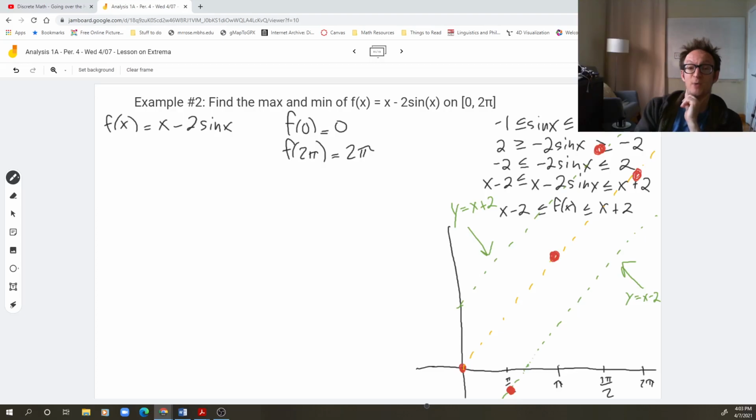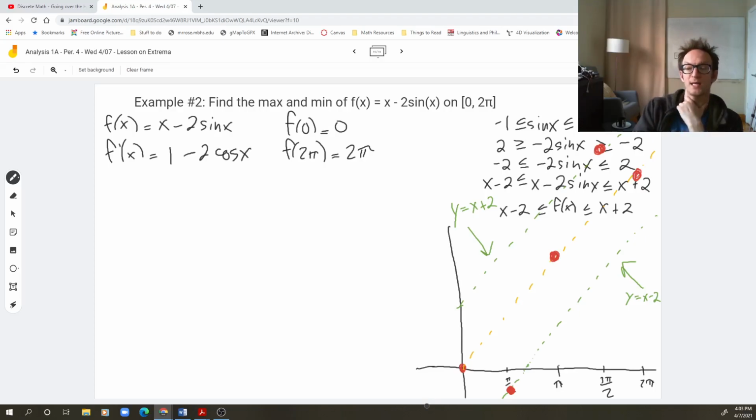Could those be the maxima and minima? Well, my picture suggests that no, right? This function is lower elsewhere than at 0, and it's higher elsewhere than at 2 pi. But I don't think the maxima and the minima are at pi over 2 and 3 pi over 2 either. Let's find out. Using calculus, finally, let's take the derivative. The derivative of x is 1, and the derivative of sine x is cosine, so this is 1 minus 2 cosine x.